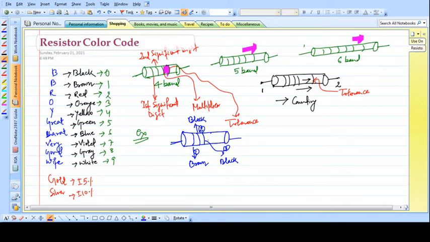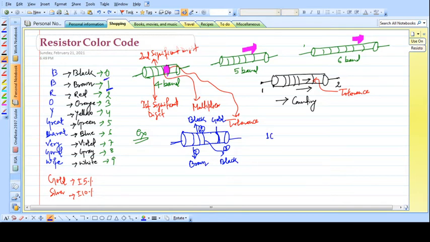So if there are only 3 bands, one more tolerance band is there. I am not discussing tolerance now, so it may be gold or silver. Okay, so you can write gold. Now, I already told you that the first one is the first significant digit. It starts from brown, so brown will be our 1. So I write 1. Now the second one is black, which is simply our 0.